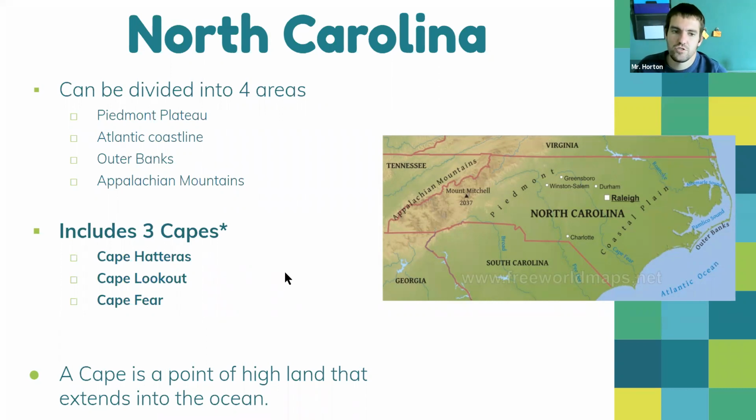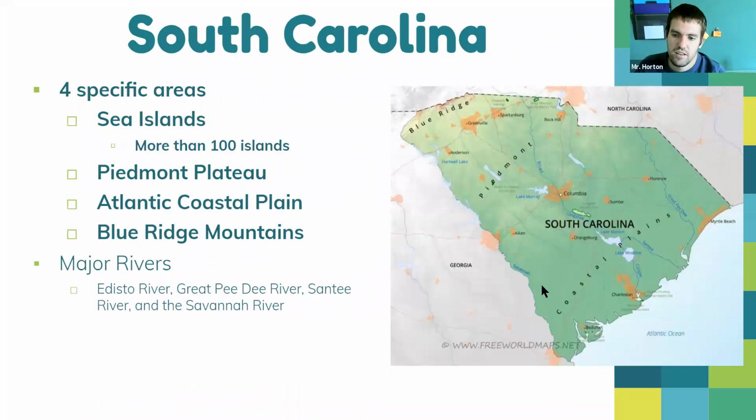And then our next state would be South Carolina. So South Carolina is right below North Carolina. And all we're writing down for South Carolina is the Sea Islands. So South Carolina contains the Sea Islands.